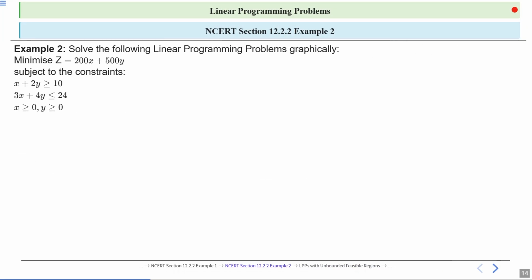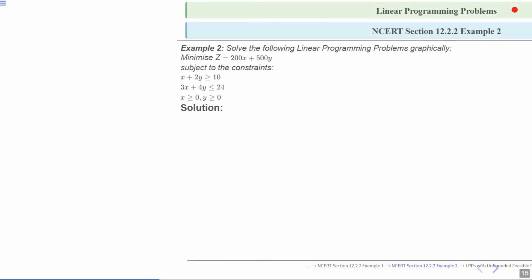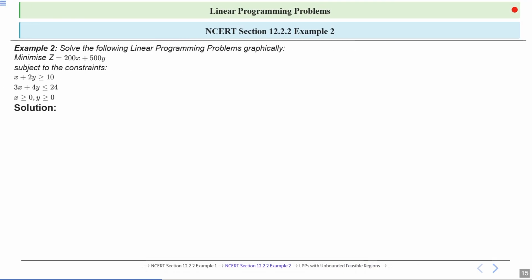In this example, we have to solve the following linear programming problem graphically. Here we need to maximize the objective function z equals 200x plus 500y subject to the constraints x plus 2y is greater than or equal to 10, 3x plus 4y is less than or equal to 24, and x is greater than or equal to 0 and y is greater than or equal to 0. Okay, and our goal is to find the optimal value of z graphically. So let's start the solution step by step.